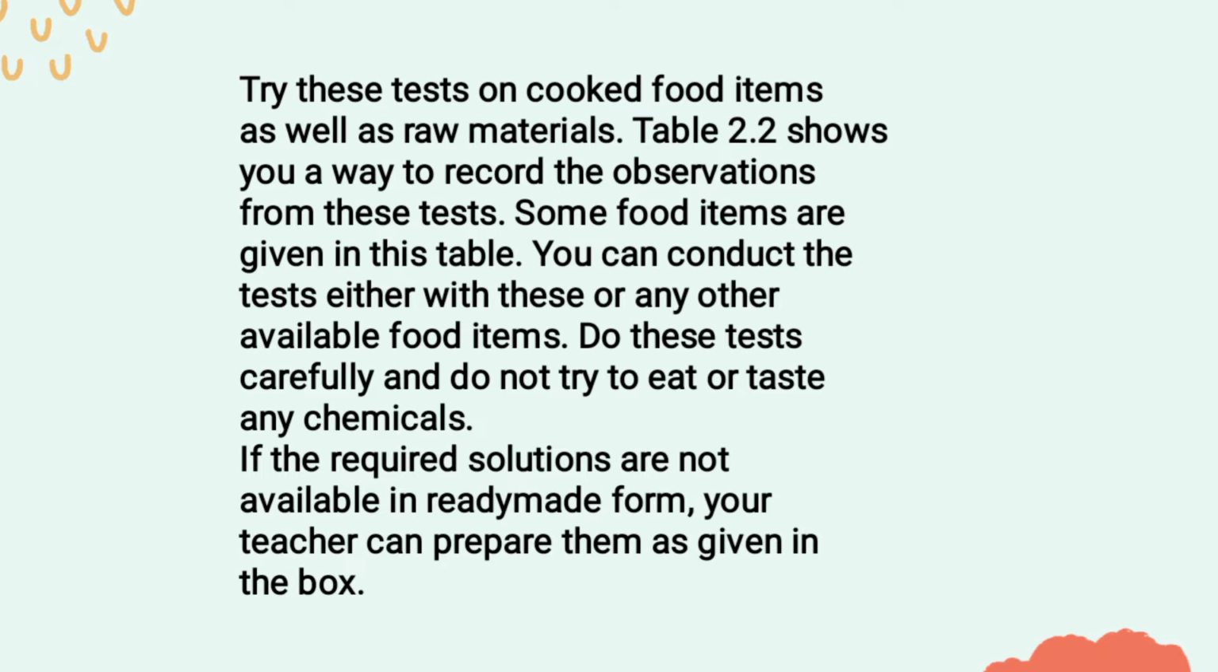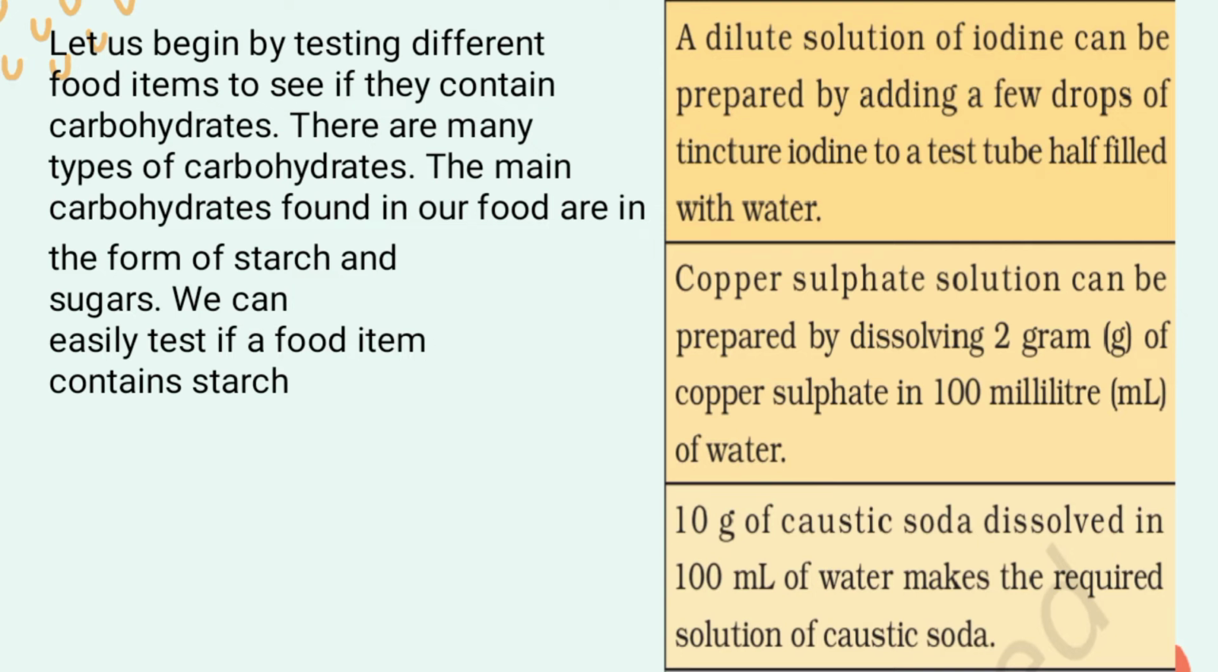Try these tests on cooked food items as well as raw items. Table 2.2 shows you a way to record the observations from these tests. Some food items are given in the table. You can conduct the test either with these or other available food items. Do these tests carefully and do not try to eat or taste any chemicals. If the required solutions are not available in ready-made form, your teacher can prepare them as given in the box. So you can begin with activity 1.1.